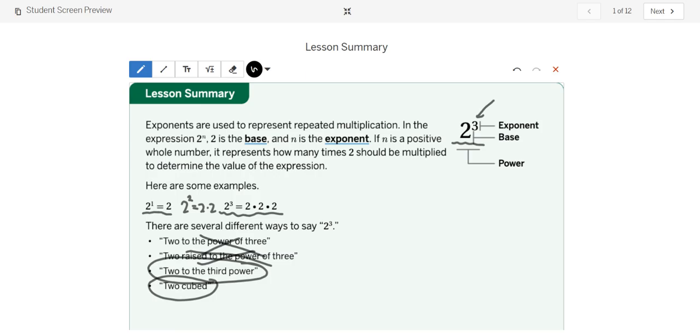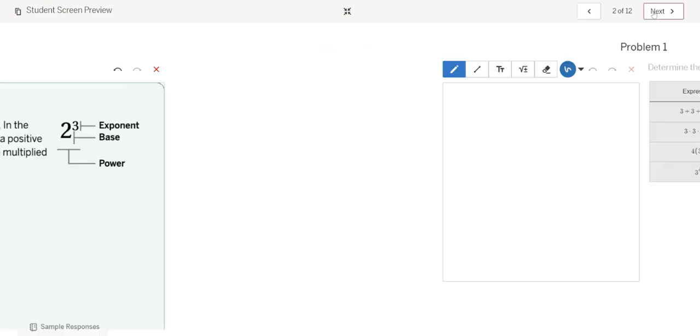But we should have also recognized that if you have like 2 to the first times 2 to the second, when you have common bases, then the exponents add. And so that equals 2 to the third power. We're going to see that makes some problems a little bit easier here coming up.